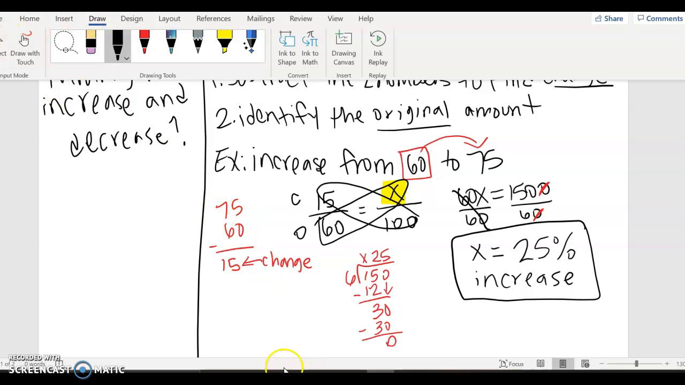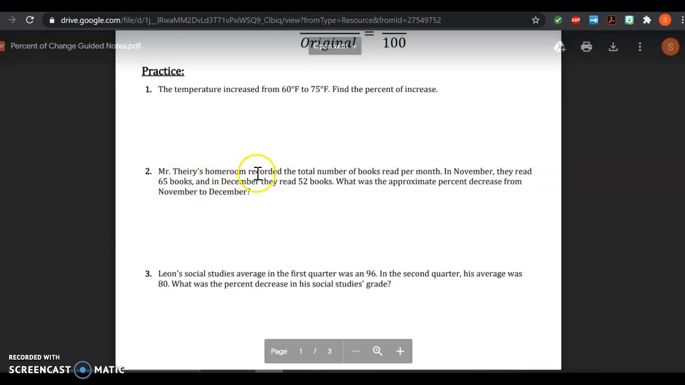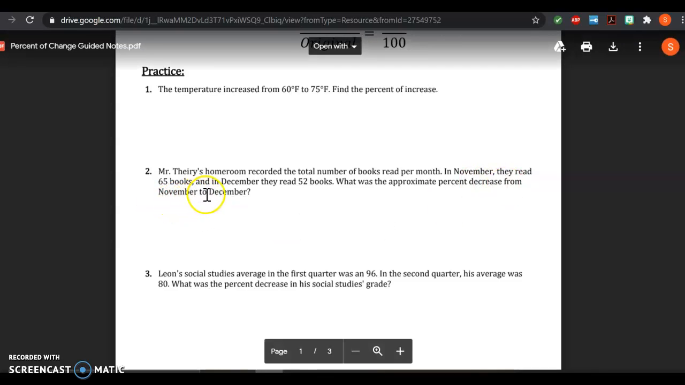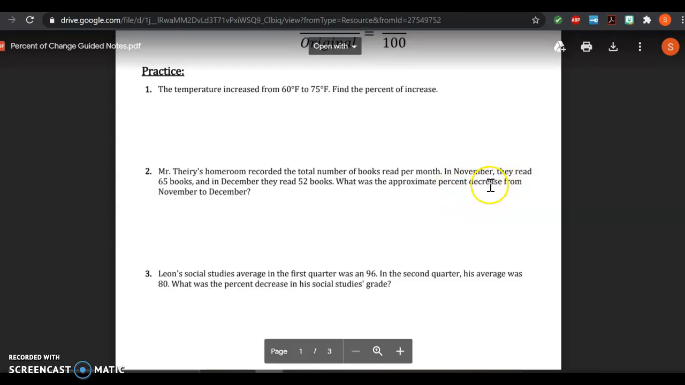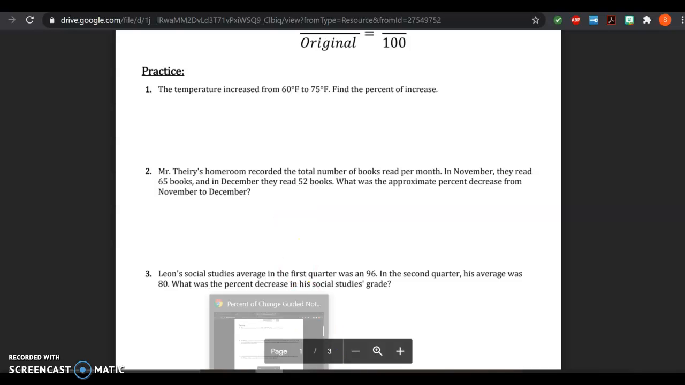Okay, so now we're going to look at the next example, number 2. Mr. Theory's homeroom recorded the total number of books read per month. In November, they read 65 books, and in December, they read 52 books. What was the approximate percent decrease from November to December? So again, they've already told us that it is a decrease, and you can see here, November was 65, December was 52. So that was a drop. That's why we are calling it a decrease.